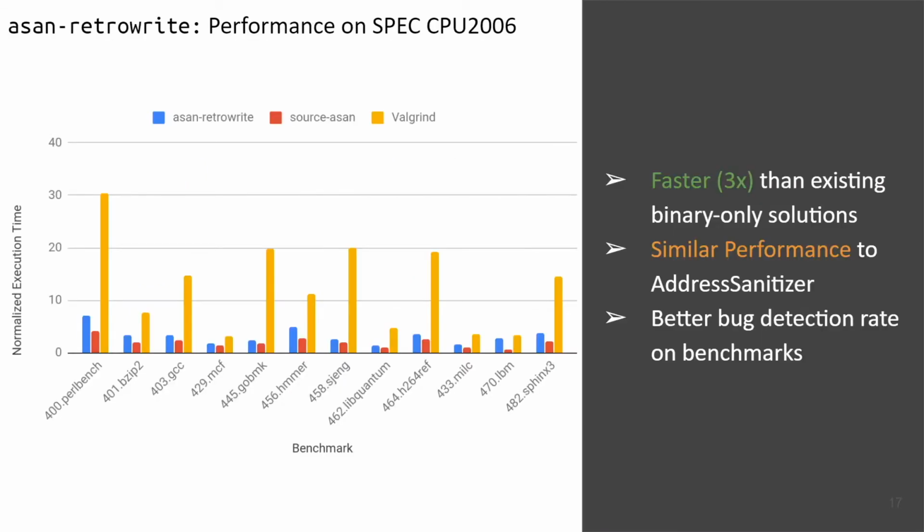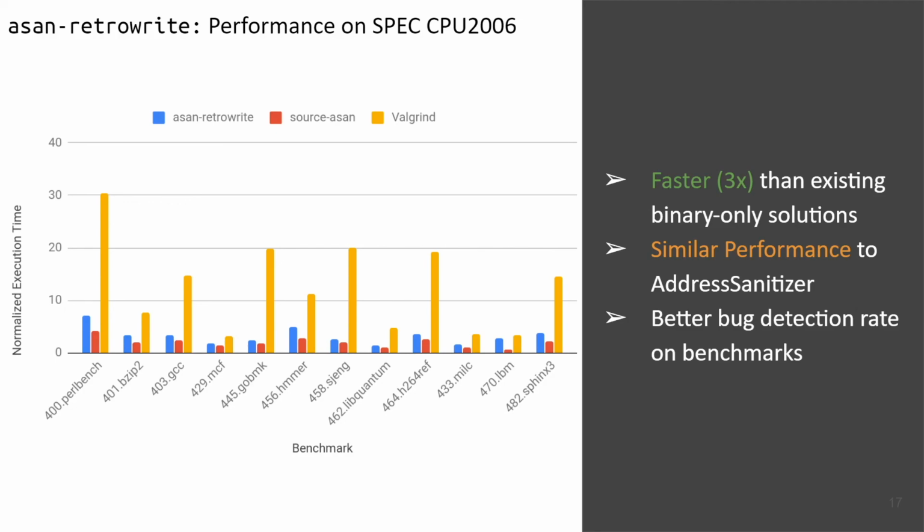So how fast is asan-retrowrite? In an evaluation on SPEC CPU 2006, asan-retrowrite is about 3 times faster than Valgrind memcheck, which is a state-of-the-art binary-only memory checker. Retrowrite is still slower than source-based address sanitizer, and this is primarily due to the more sophisticated analysis and optimizations that compilers can perform at the source code level. Not only is asan-retrowrite faster, but it also detects more bugs than Valgrind on our benchmarks. A more detailed qualitative and quantitative analysis of the bugs found by the three systems can be found in our paper, and we encourage you to read it.